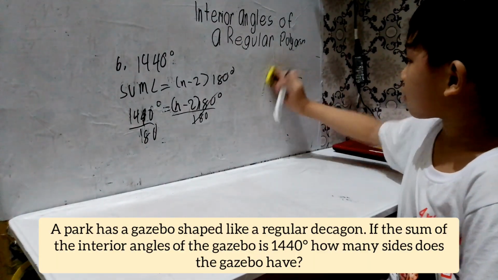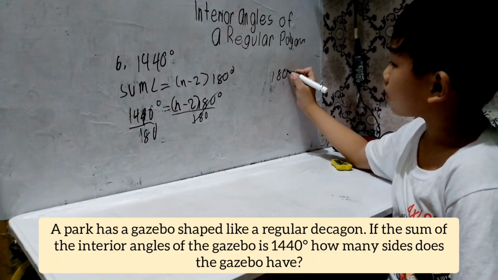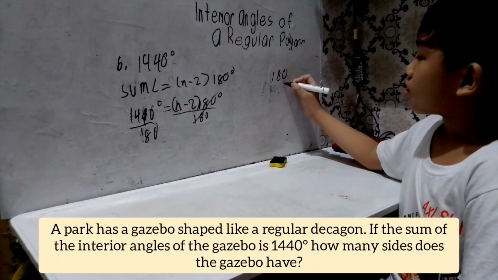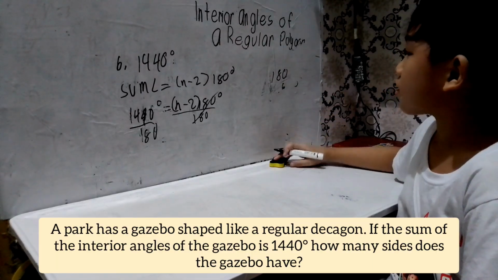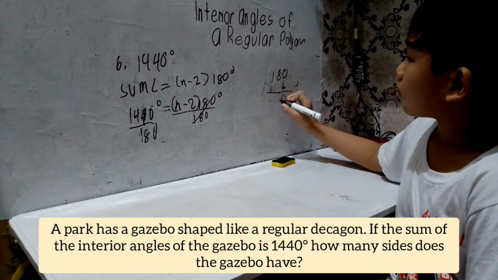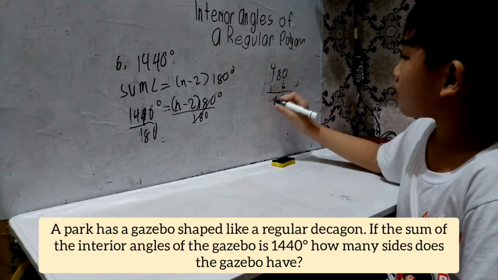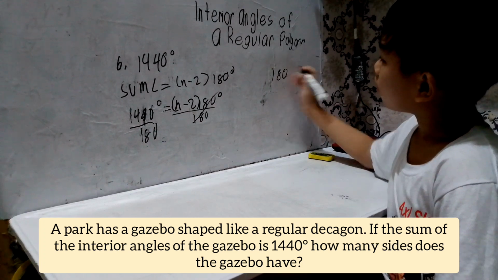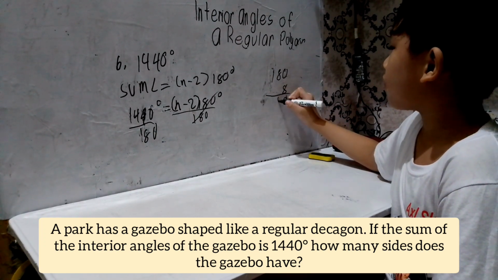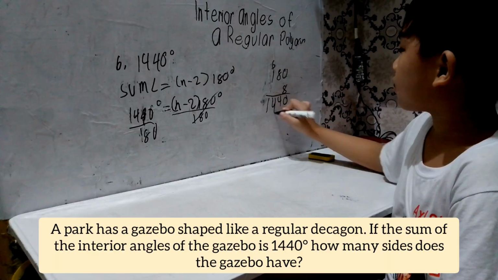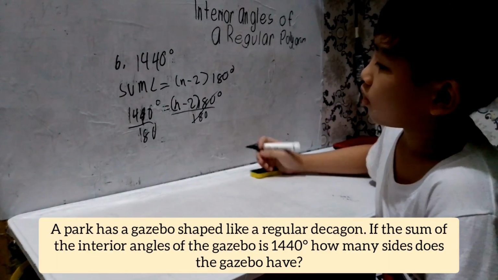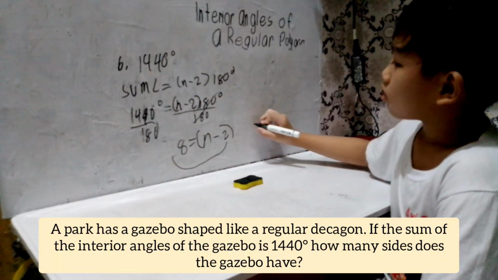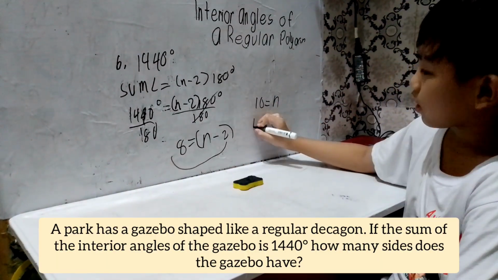Let's try 180 times 5, it's 900, and then let's try 6. Let's try another one. Let's try 8. 180 times 8 is 1,440. So 8 equals n minus 2. Let's transpose. So 10 equals n, or n equals 10.